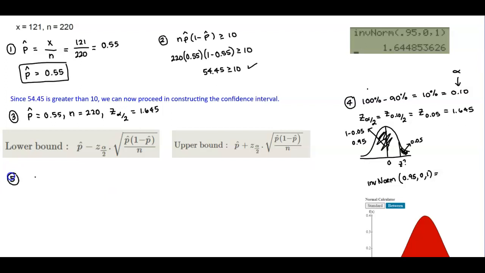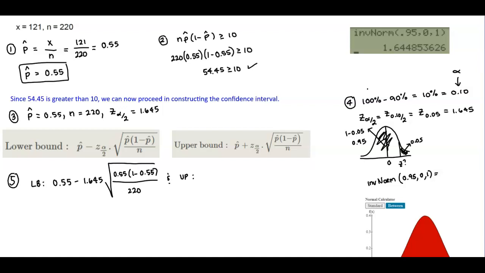Okay, so we're going to abbreviate this as the lower bound. And that's going to equal the point estimate, which is 0.55, minus the critical value of 1.645 times the square root of the point estimate, 0.55, times 1 minus the point estimate, divided by the sample size, which is 220.